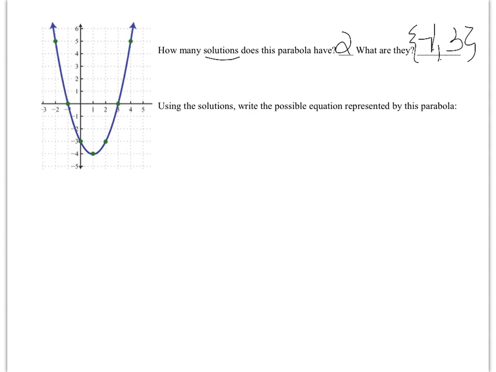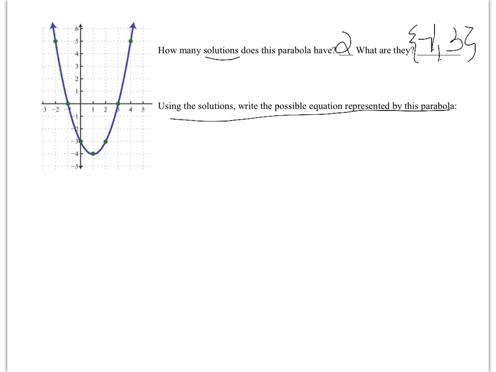So now, using my solutions, I want to write a possible equation that can be represented by this parabola. Now, the reason I'm saying possible is because whenever you write equations to parabolas, there are lots of factors to take in. Like, you need to know something about the axis of symmetry, you need to know something about how wide it is, how narrow it is. However, we could come up with an equation that would give me -1 and 3 as my x-intercepts.